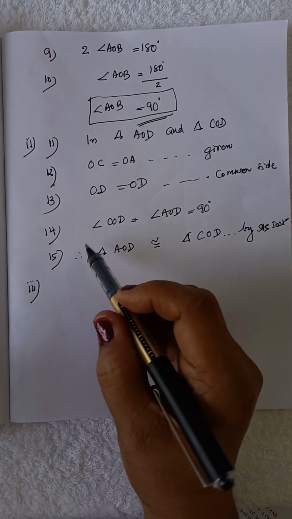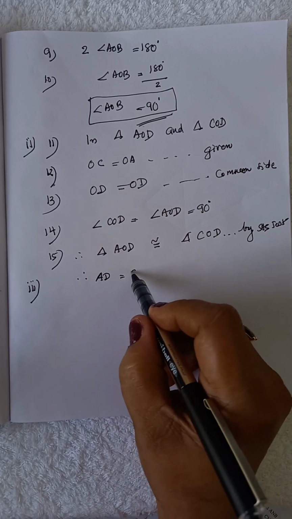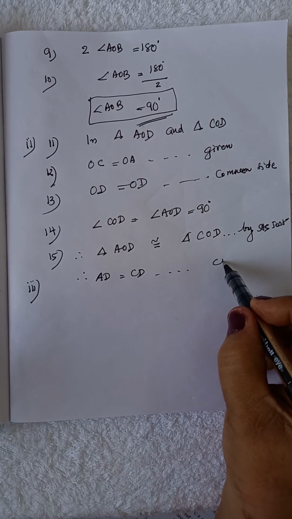So we can write the third part of the question as, therefore AD is equal to CD, reason is CPCTC.